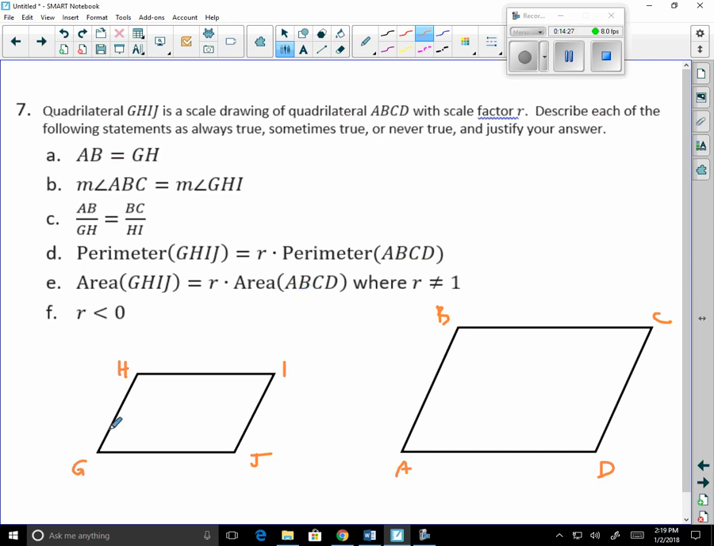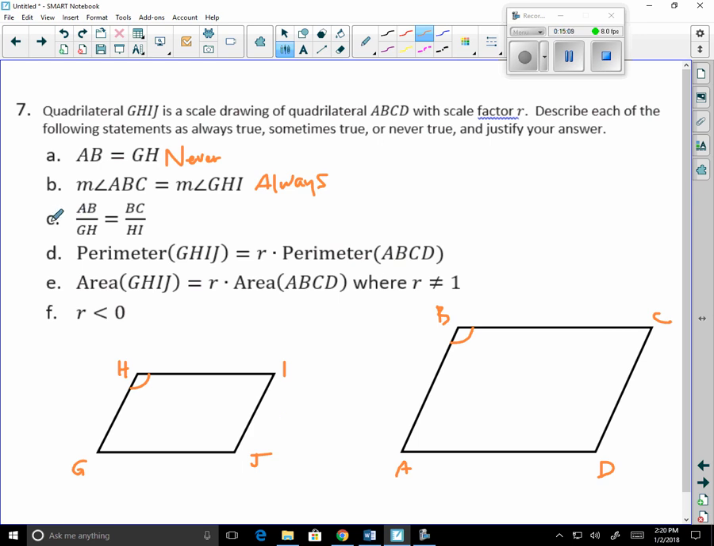So will the length of AB be the same as the length of GH if these are scale drawings of each other? The answer to that is never true. Because if they're scale drawings, one's going to have to be bigger than the other. So since these are corresponding sides, it'd have to be the same exact size. Will angle ABC be the same as GHI if these are scale drawings? The answer is always true. Because one of the things we know about scale drawings is their angles are preserved.